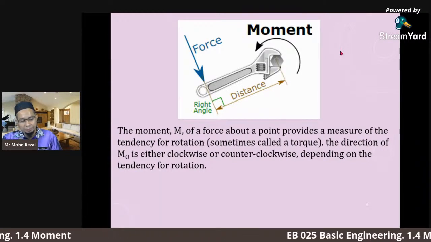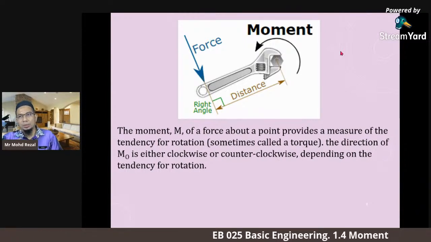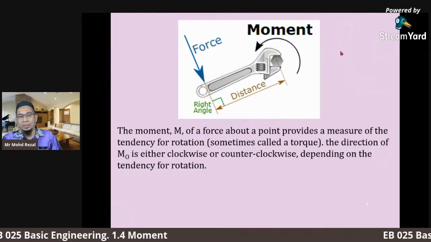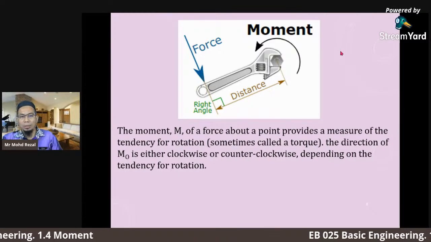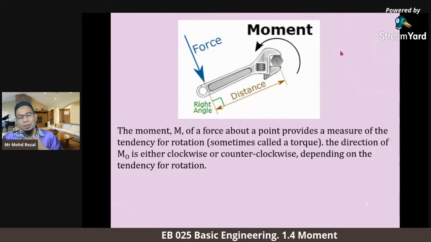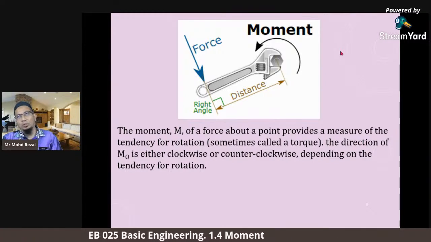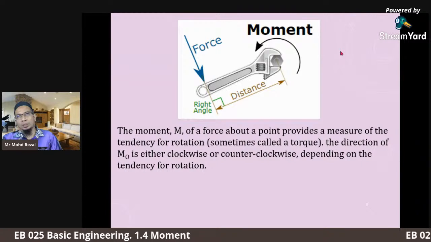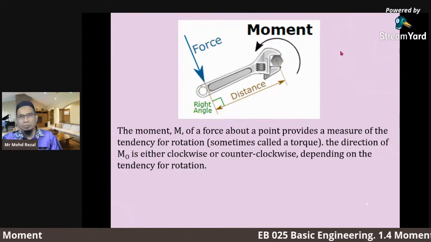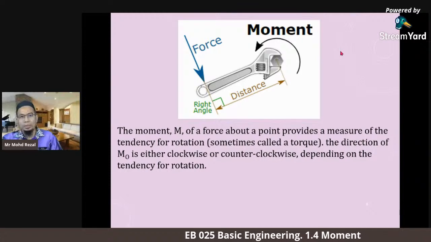But mostly torque is used in a spinning system, like a wheel or a gear, and we use torque. But in a static system, in static mechanics, for the beam or the arm, the static condition, we always say moment.